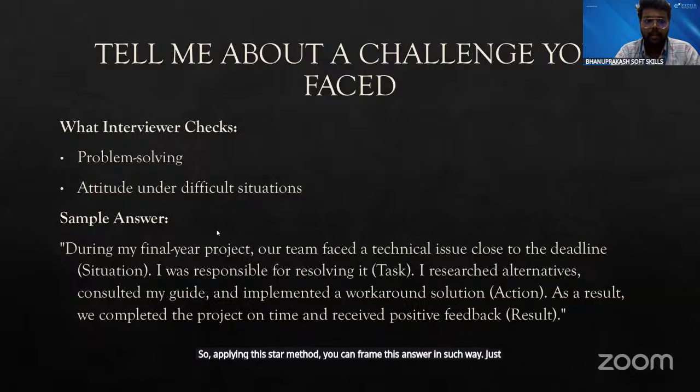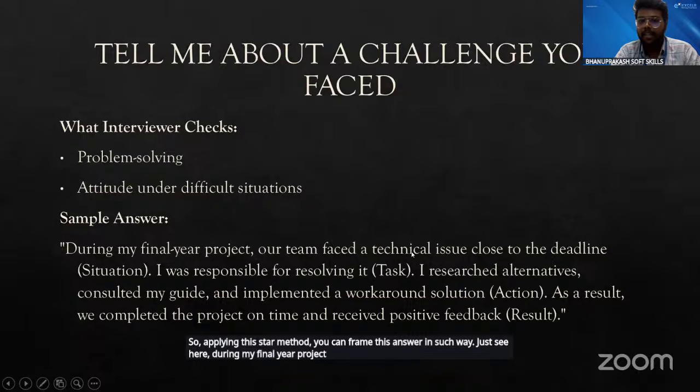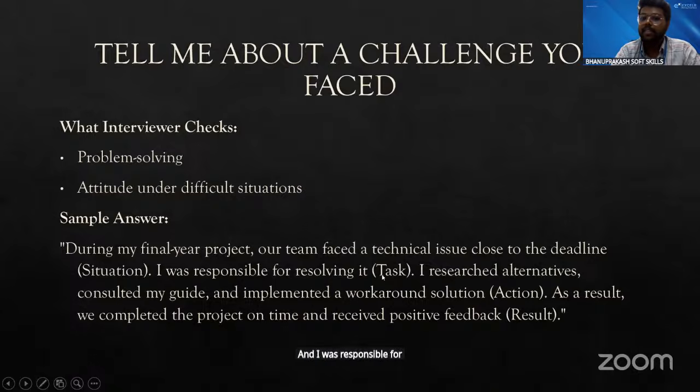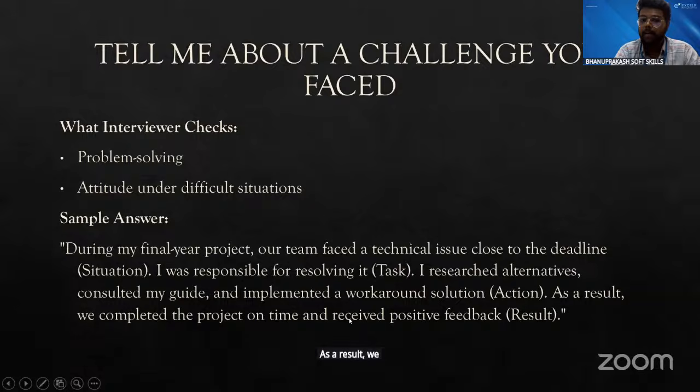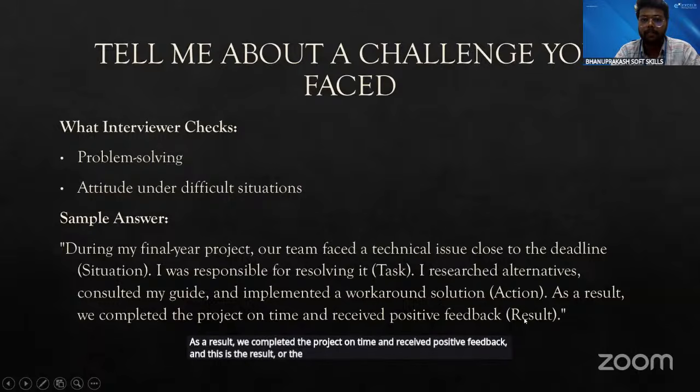Just see here. During my final year project, our team faced a technical issue close to the deadline. This is the situation. And I was responsible for resolving it. This is the task, he has the responsibility. And what action did he take? I researched alternatives, consulted my guide, and implemented a workaround solution. That is the action. As a result, we completed the project on time and received positive feedback. And this is the result or the outcome that he got.